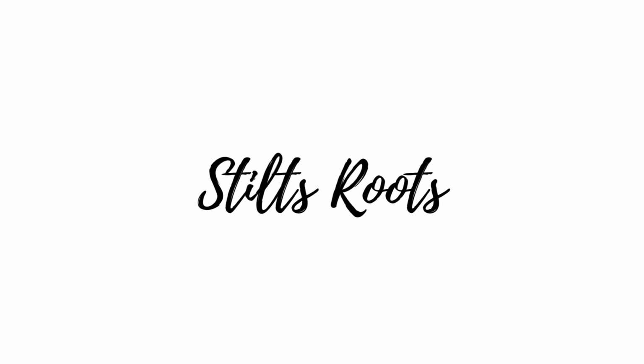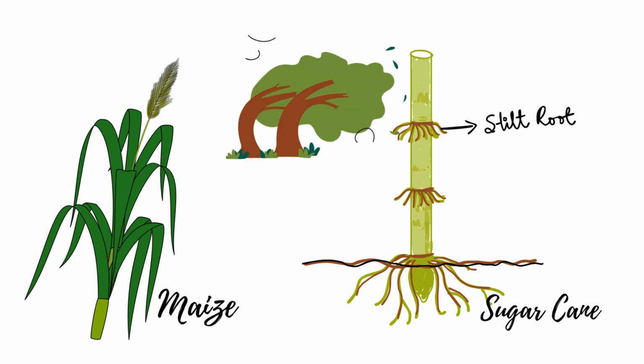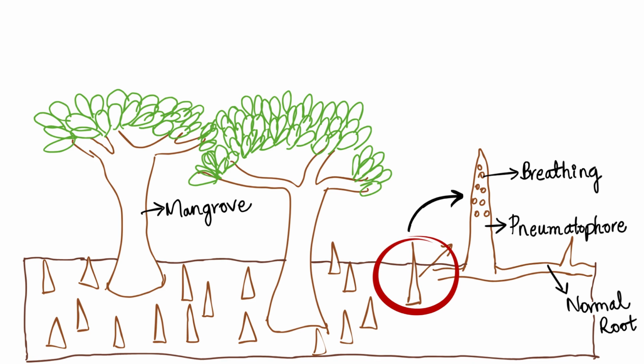Third, stilt roots. In plants like maize and sugarcane, thick roots arise from the lower nodes of a stem and enter the soil obliquely. These roots act like stilts and support the plant against strong winds. Breathing roots or pneumatophores. In mangrove plants like Avicennia, the roots grow in marshy, waterlogged soil where there is very little oxygen. To overcome this, special roots grow upward above the soil surface. These are called pneumatophores. They help the plant take in oxygen for respiration.